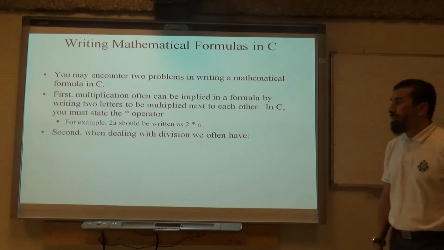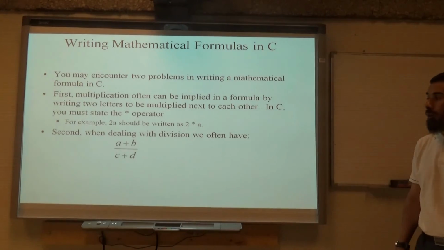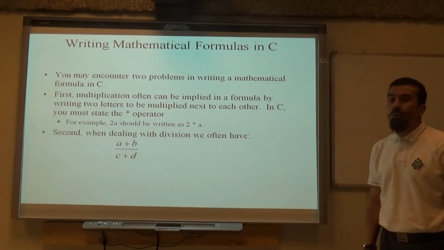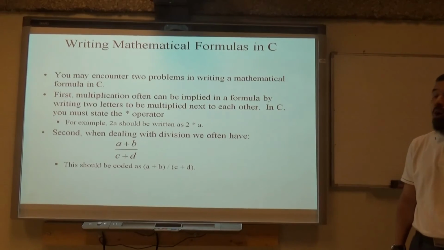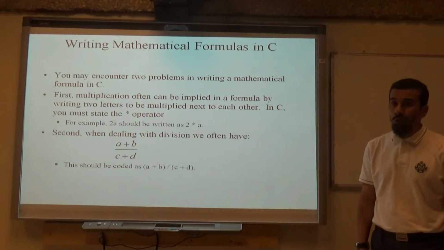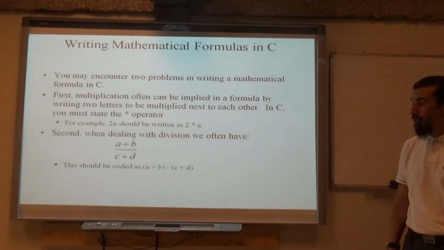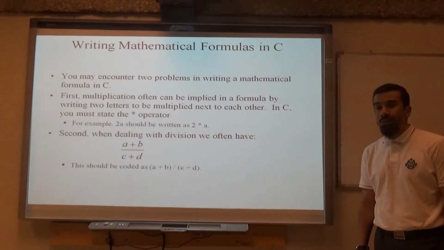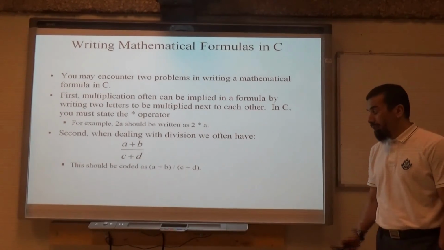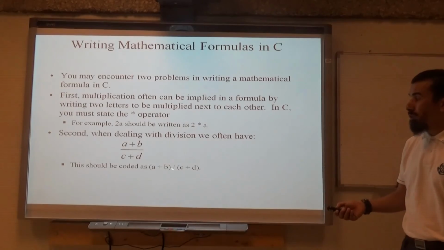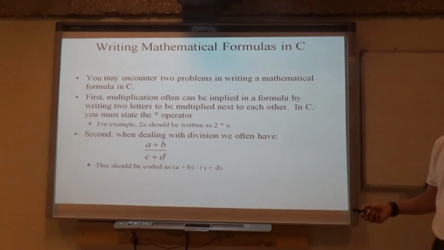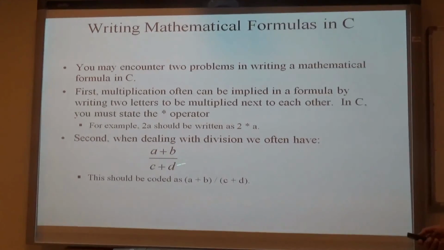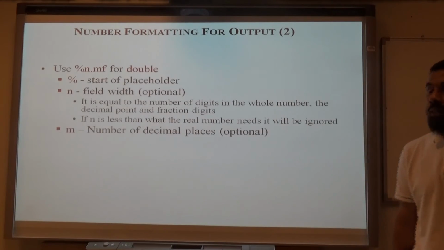Second, when dealing with division, we also have a problem with A plus B over C minus D. You cannot write it this way. We have to make sure that A plus B, in parentheses, becomes a sub-expression to be evaluated on its own, divided by C minus D as a sub-expression. Because if we omit the parentheses, what will happen? The B over C will have the highest priority and will be performed first, which is not what is meant by this expression.